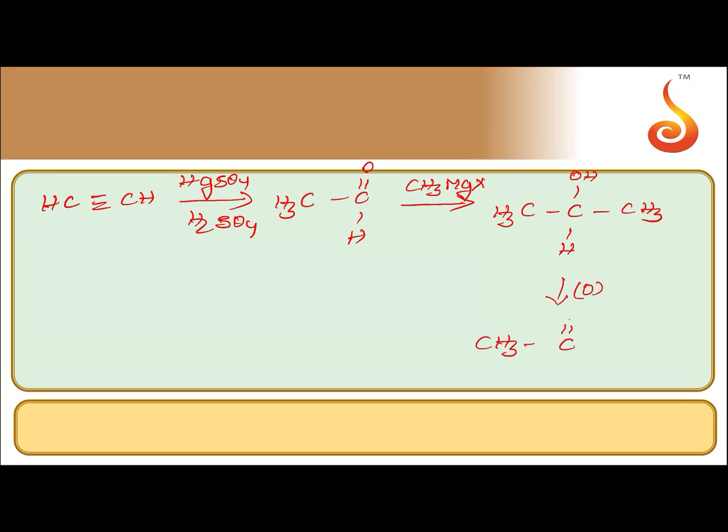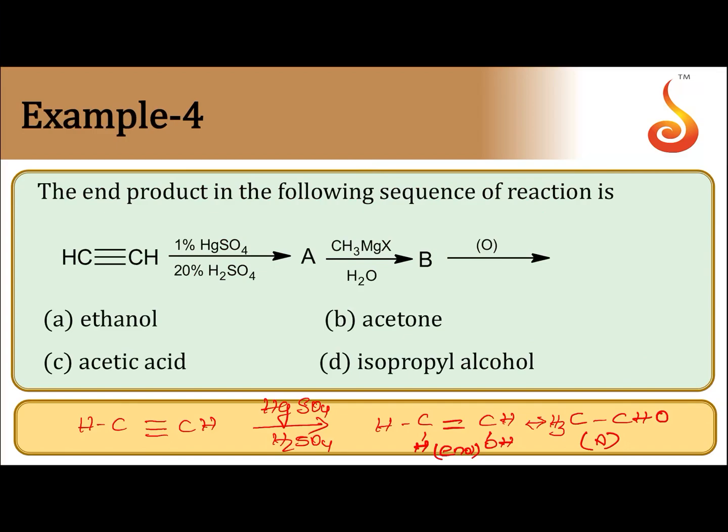This secondary alcohol on further oxidation will give ketone. So CH3 C double bond O CH3. This is the compound obtained. This is acetone. So the final product obtained in this reaction is acetone. Your answer.